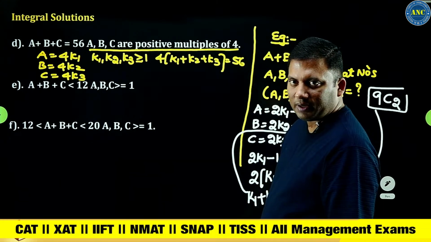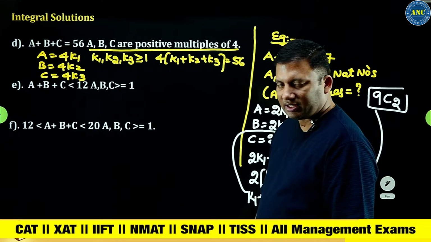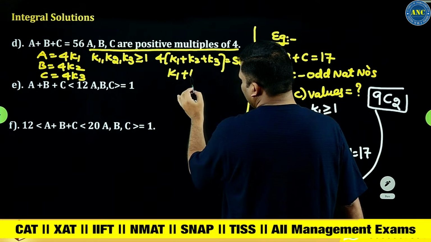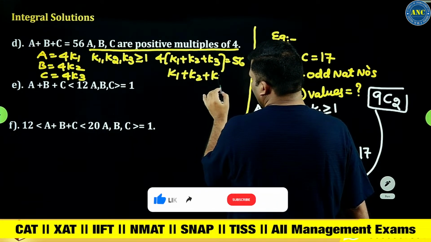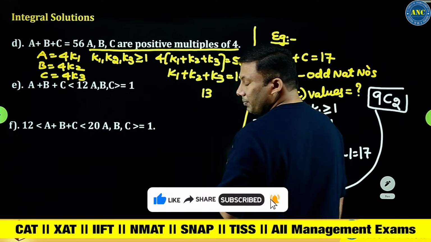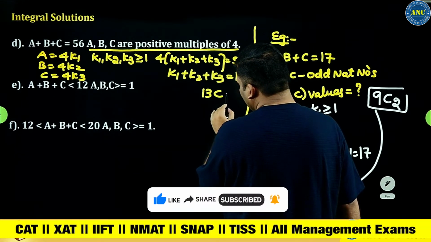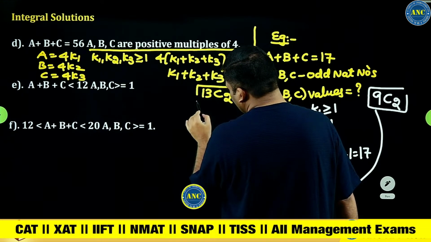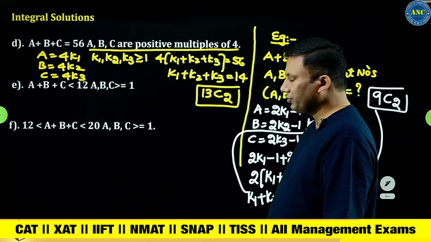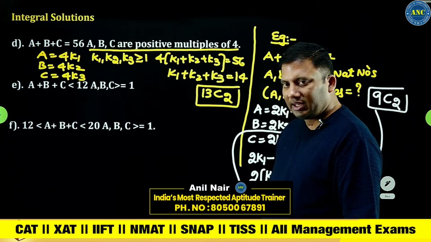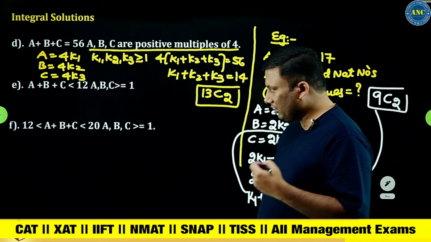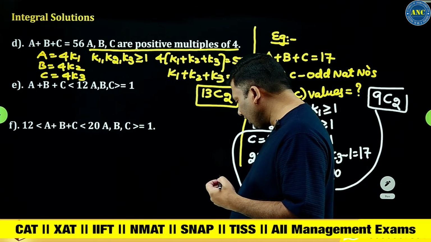So k1 + k2 + k3 = 14. 14 balls are there, 13 gaps. 3 variables are there, 2 cuts. 13C2. I hope the idea is very clear to you. D is what we did. Now E, it's a very good problem.